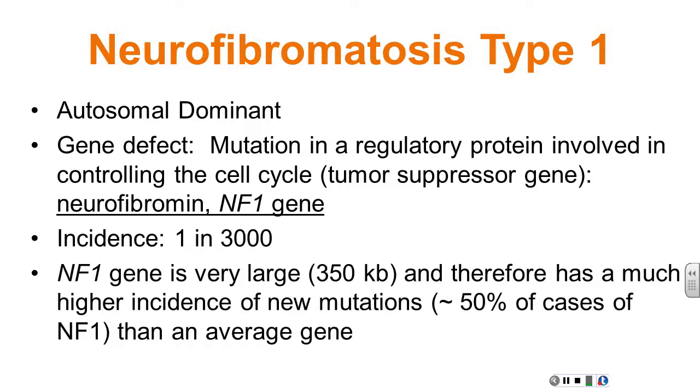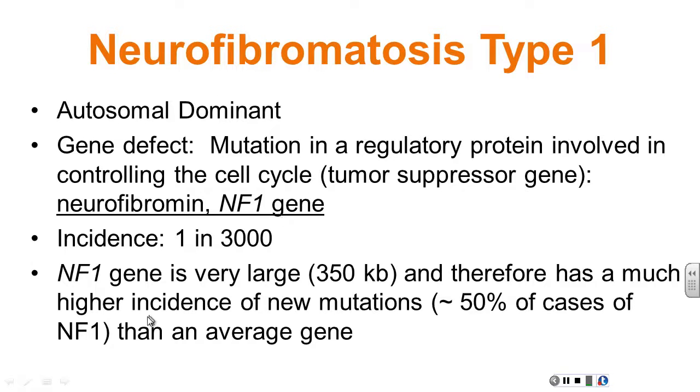The NF1 gene is very large. It occupies a section about 350 kb, so it's one of the largest genes. And the more space a gene occupies on the chromosome, the greater the chance that it's going to become mutated. And so NF1 has a very high incidence of new mutations. About 50% of the cases are actually due to new mutations in the NF1 gene.